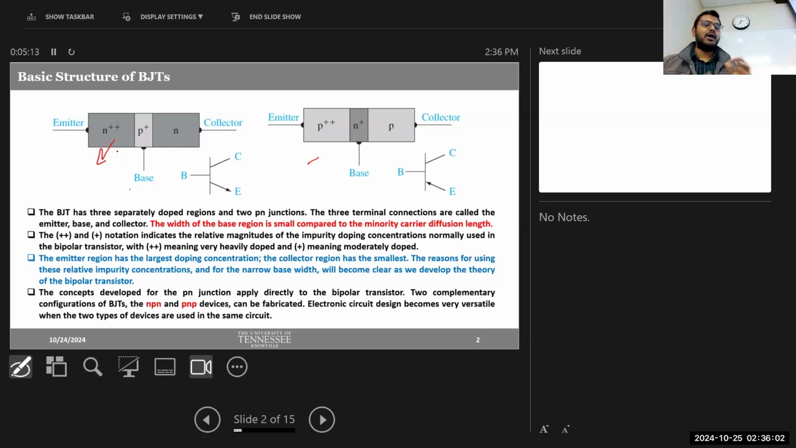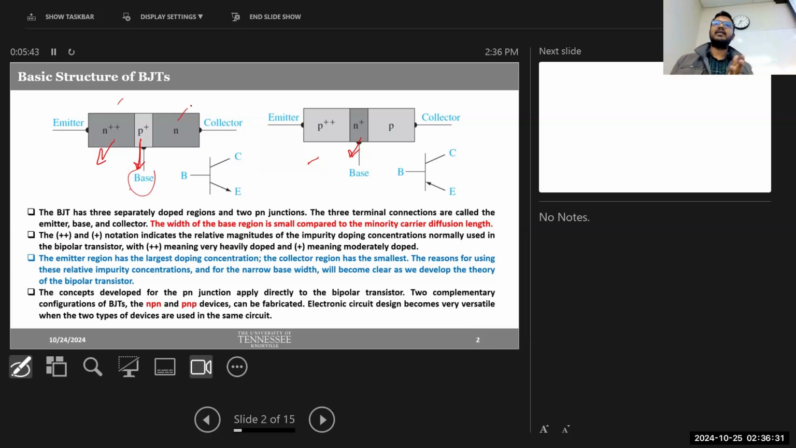How can we identify which one is the emitter, which one is the base, and which one is the collector? The region in the middle will always be the base. So for NPN, this P-type material will be the base, and for PNP, the N-type material which is in the middle will be the base. Now the thing is, which one will be the emitter and which one will be the collector, because on either side we have the same type of material.